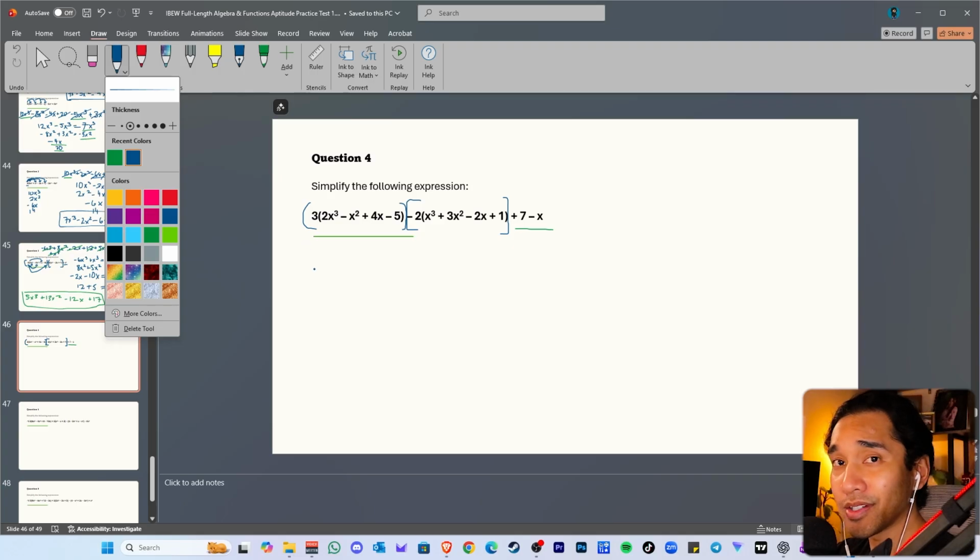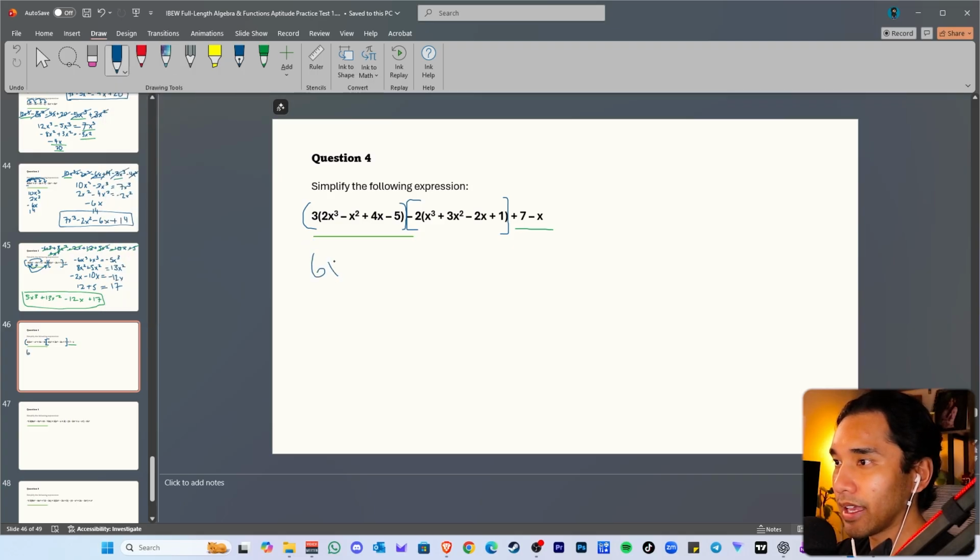Okay, let's just distribute the coefficient. Let's do that really quick. 6x cubed minus 3x squared. That is 12x. And this is negative 15. Did you get that? I hope you got that. Okay, now this part's going to be a little tricky because we have a negative here.